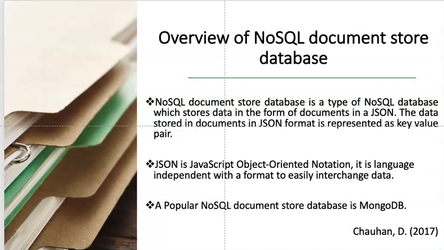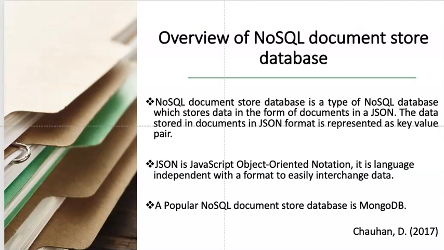So a NoSQL document store database is a type of NoSQL database which stores data in the form of documents in a JSON format. The data stored in a document in this format is represented as a key value pair. So for each data within the document, there is a key and a value, and the key is used to access the data within the document.